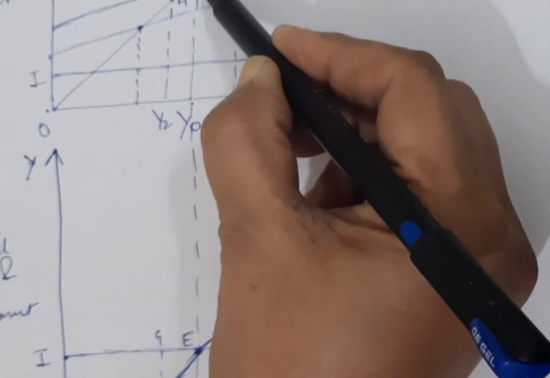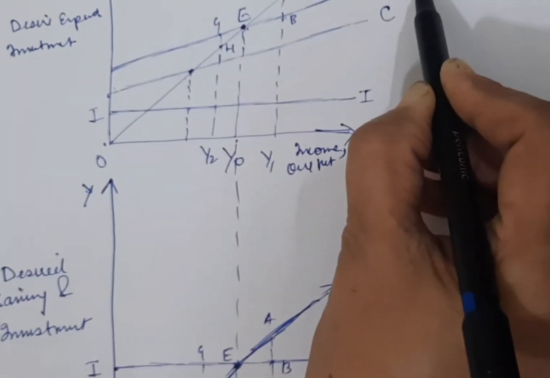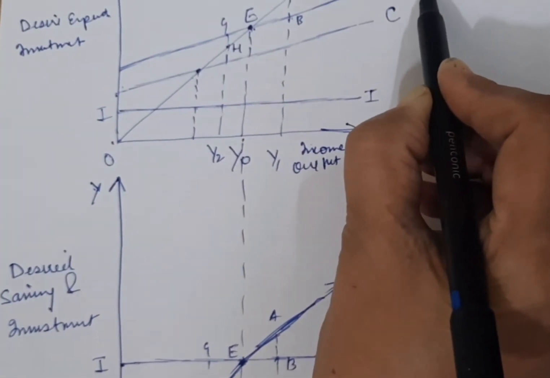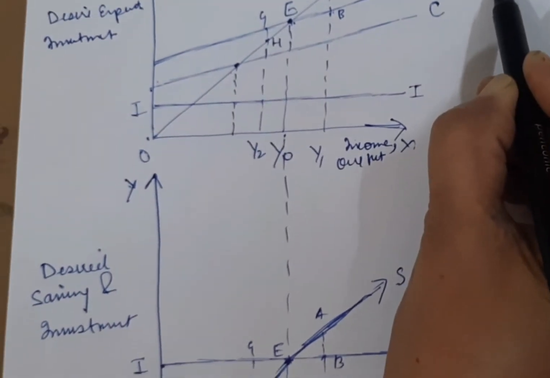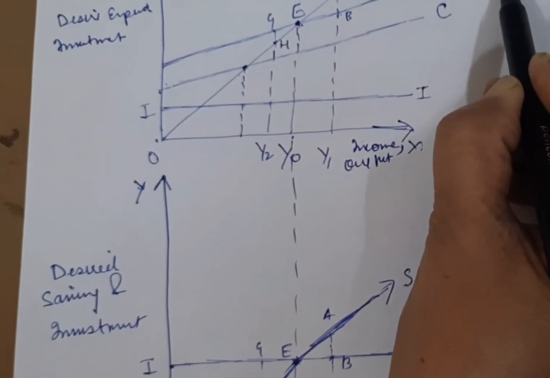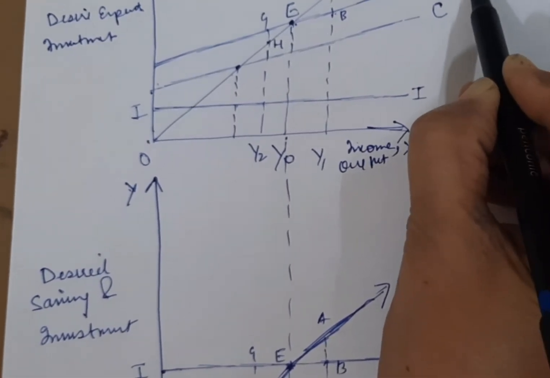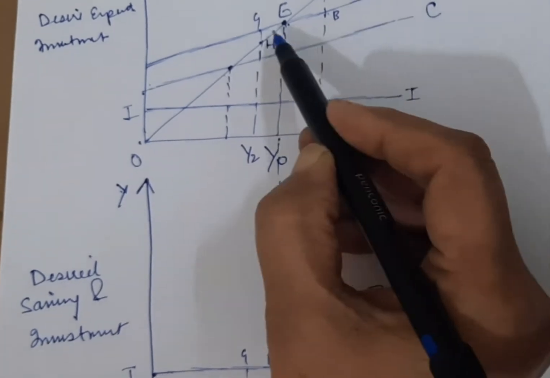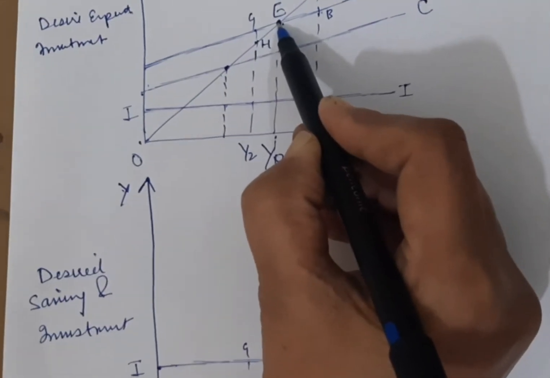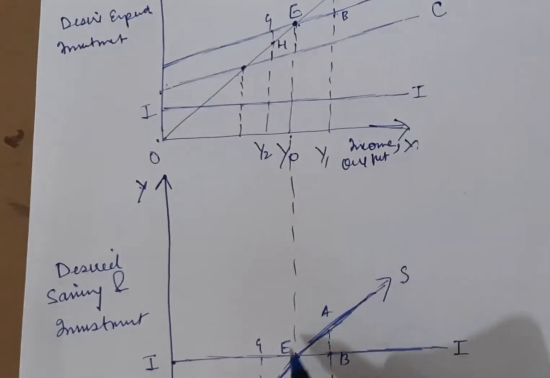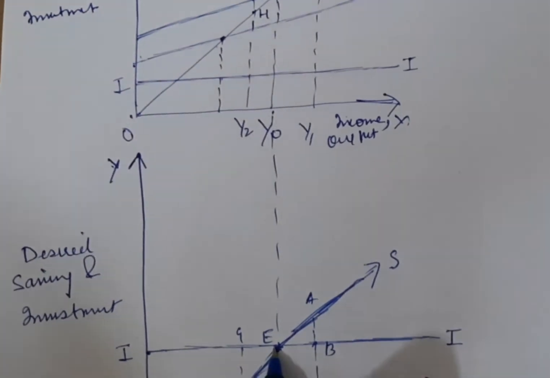Why are both of them equal? Because the part of output which is not consumed by the consumer, that is C, is purchased by the investor or the firm. So the entire output produced in the economy is exhausted either by the consumer or by the investor, and so desired aggregate demand is equal to aggregate supply at this level. Therefore the economy is in equilibrium over here also, right?